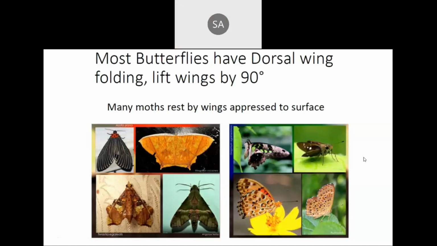Okay, this slide shows how moths and butterflies rest. On the left side we can see the moths resting. They rest with their wings pressed to the surface. But there are always exceptions. Compared to the moths, the butterflies lift their wings by 90 degrees. There are also some butterflies that are exceptions, but in general we can consider this a difference. Next slide.